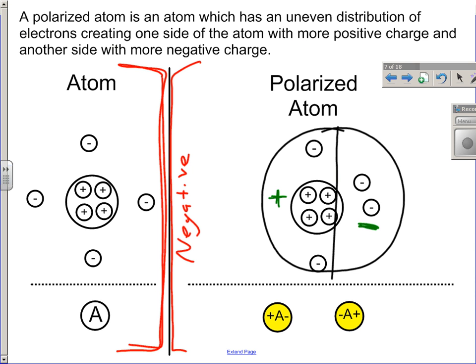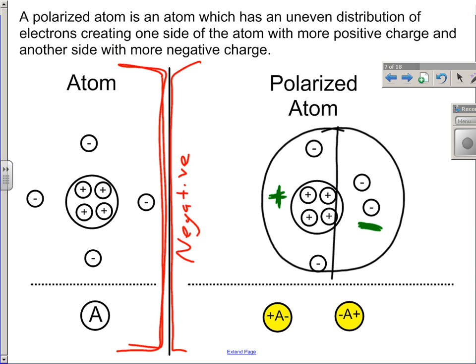With that, if you think about a government body being polarized, it means that half of the body is pro something and the other half is con, right? Same idea here. We've got one half that is negative, con, and one side that is pro, positive, right? Okay, so the atom's now polarized. Notice none of the electrons have actually left the atom. They've just repositioned themselves within the atom, okay?